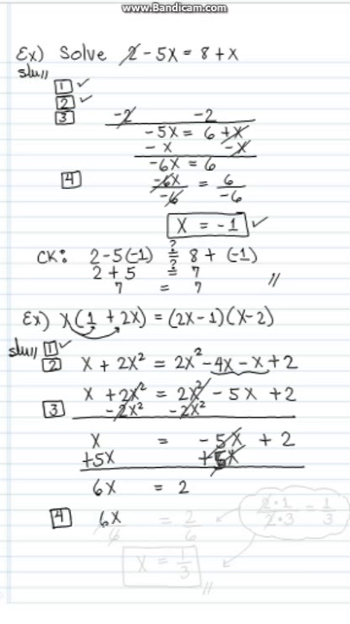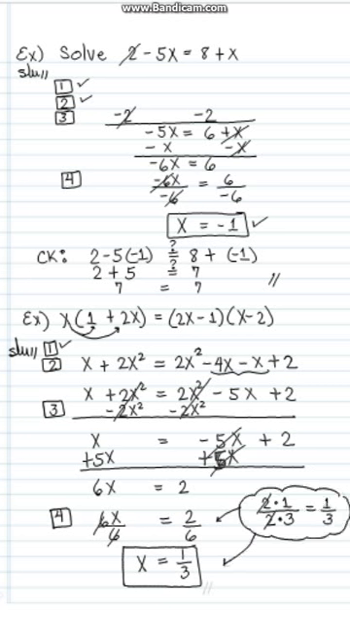And step 4, eliminate the coefficient by dividing both sides by 6. The answer is x equals 1 over 3. Now, I just want to say that I simplified the answer, 2 over 6, by factoring a 2 out of the top and bottom and canceling it. And that gave me the 1/3 answer. You can check that yourself to make sure it's a good solution.